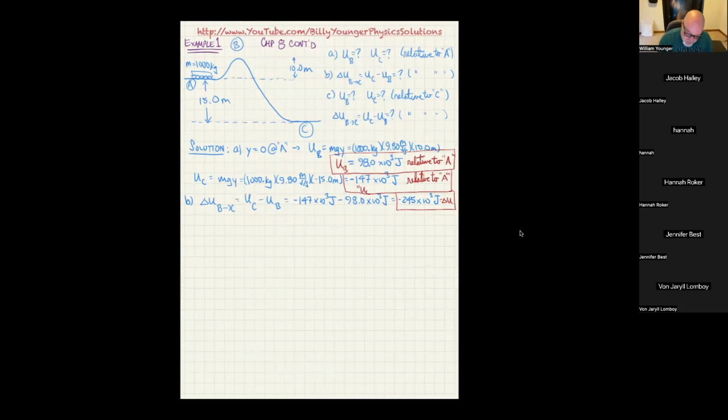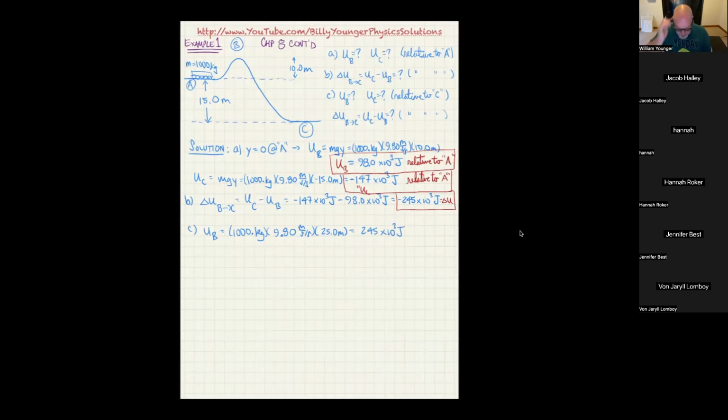Now we're going to do part C. And part C is just asking us to do the same thing, but this time I'm going to take it relative to C. So what I'm going to say is UB is equal to 1,000 kilograms times 9.80 meters per second every second. And then the height of B relative to C in this case is actually 25. So I'm going to say that's 25.0 meters. And this gives me 245 times 10 to the third joules.